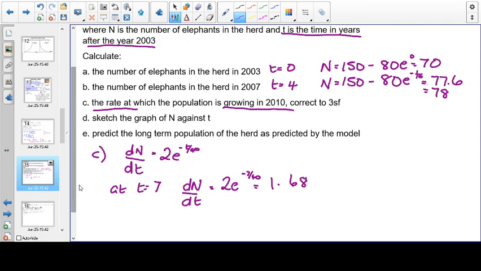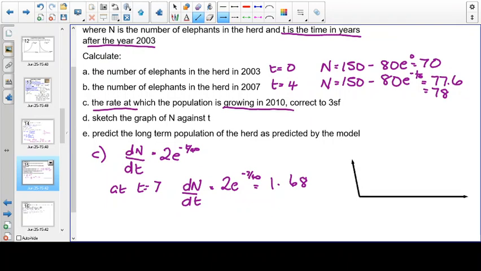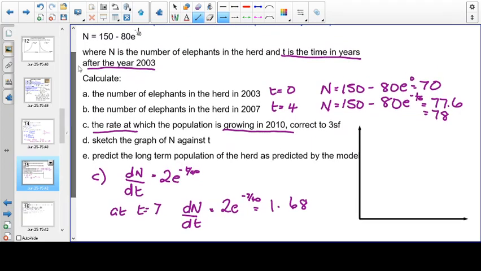Sketch the graph of n against t. So you've got two options here. Either you need to use graph transformations, or we can maybe put some points in. We've already got 2 points, so it might be worth just doing that. So we've got t against n. At t equals 0, n equals 70. So the first value there is 70. At t equals 4, let's say there, n equals 78.